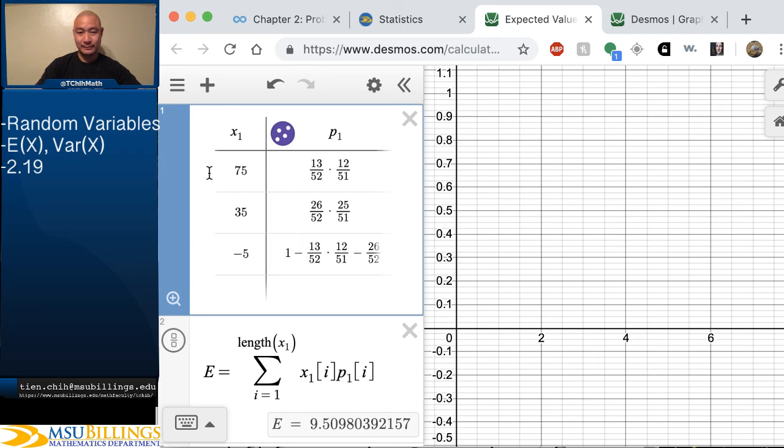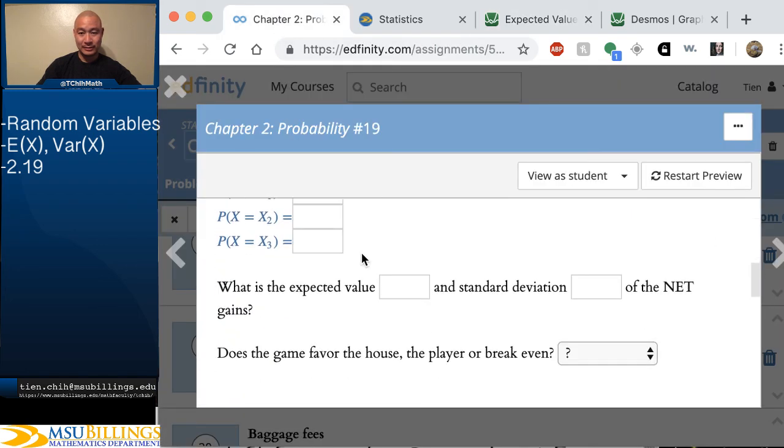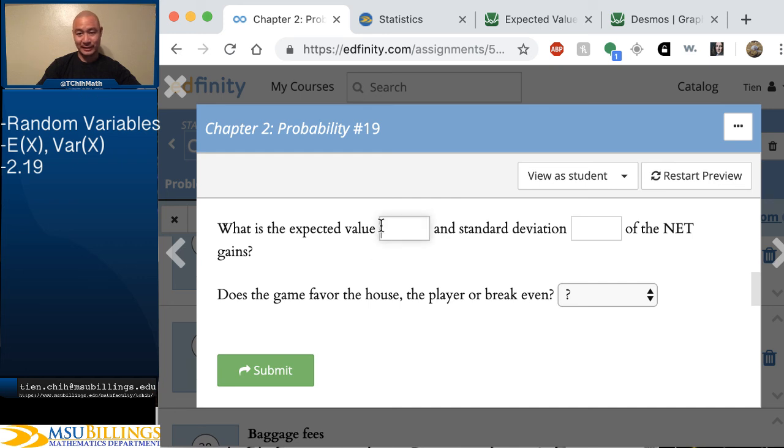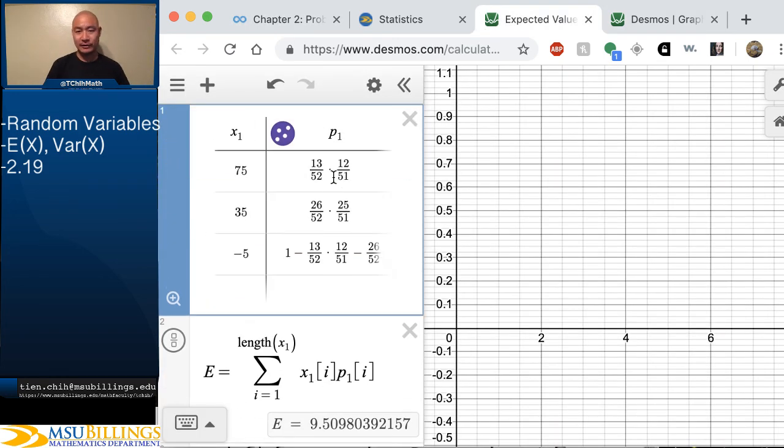So we have our possible outcomes for a random variable. We have their probabilities. And so we get expectation, variance, and standard deviation. All right, so expected value, standard deviation. So the last question here is whether or not the game works in your favor or works against your favor.